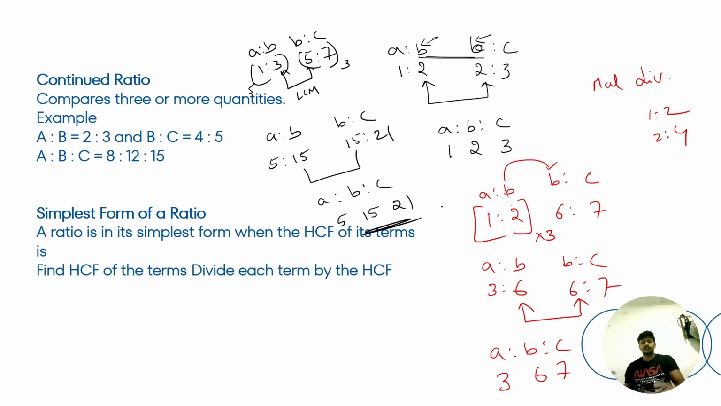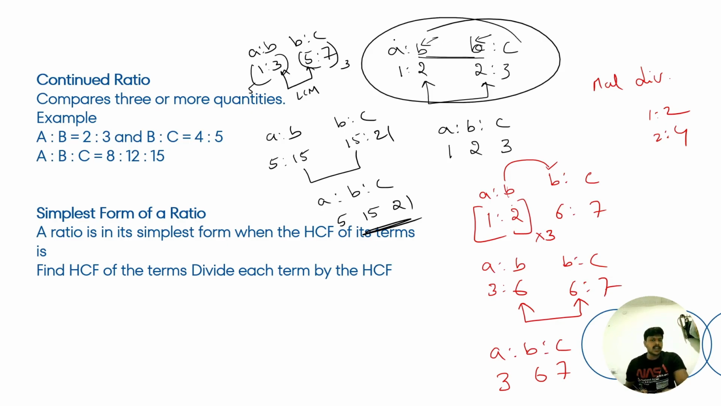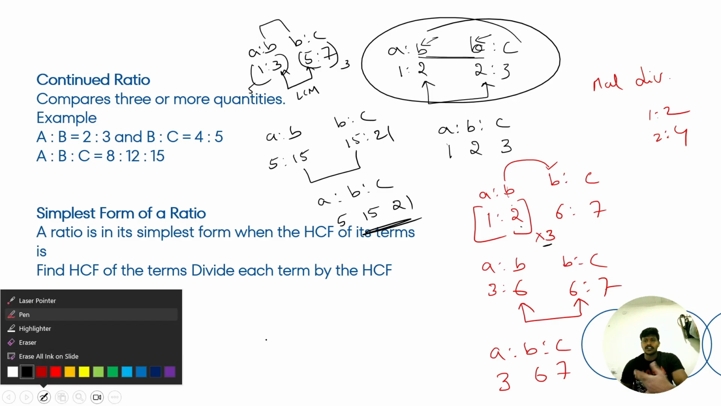That's it. First one: if the common variable is the same, just combine as it is. Second one: if you can get the other number by multiplying with any number, do it and make sure you are having the common variable. If you can't multiply and get the value, make sure both of them are equal to their LCM. In these three ways, you can combine two or more ratios. That's what you are going to call continued ratio. I hope this is clear. Let's move on to the next one.